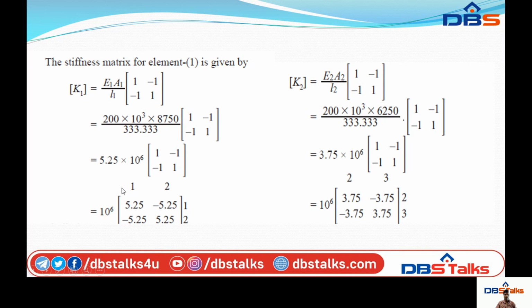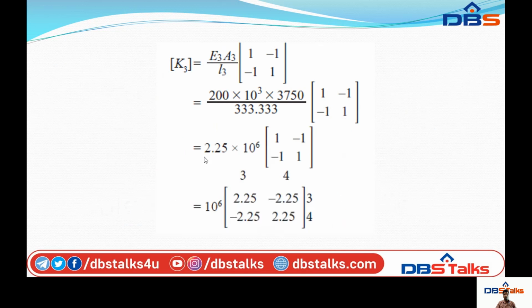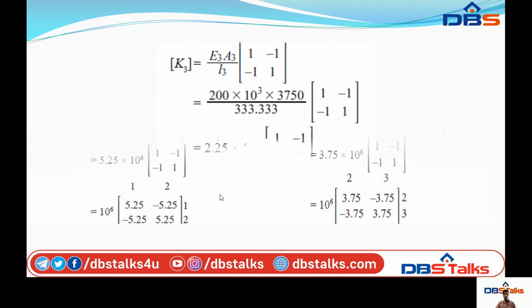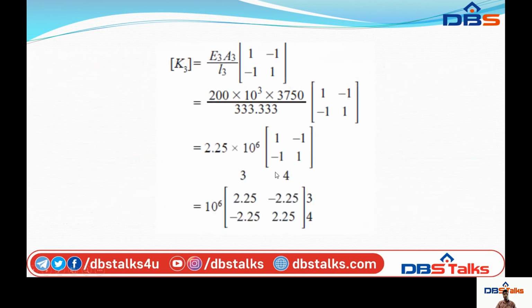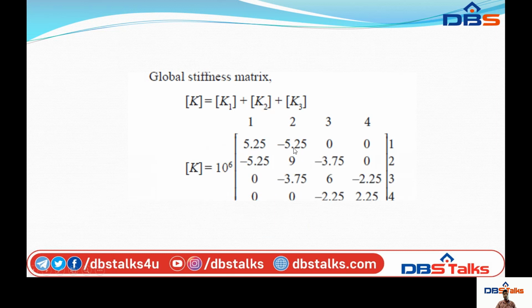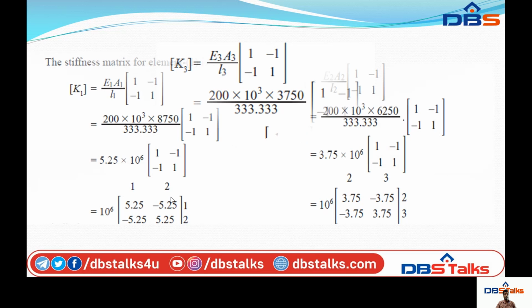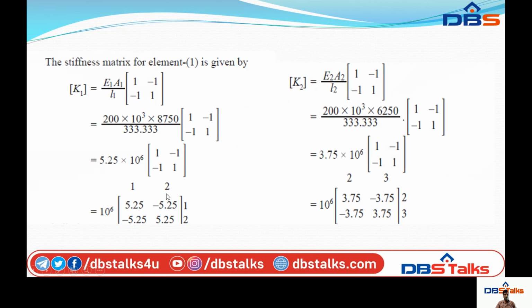First of all, the K11 value. In the top side node 1, in the right side node 1. The K11 value will be 5.25. K12, that is 1, 2, is minus 5.25. There is no K13 and there is no K14. So I am writing 5.25, minus 5.25, 0, 0. Then K21 is minus 5.25.